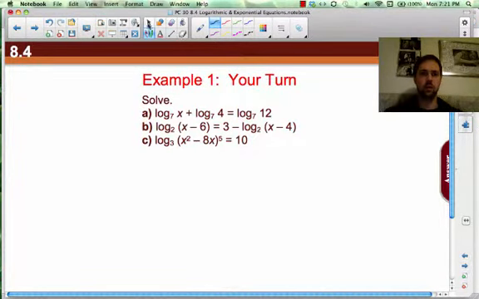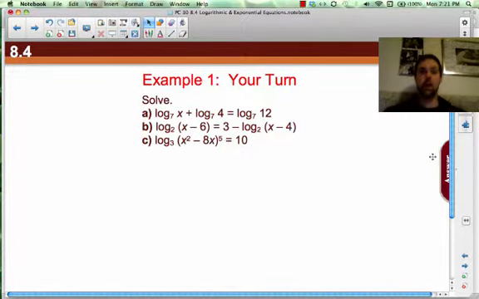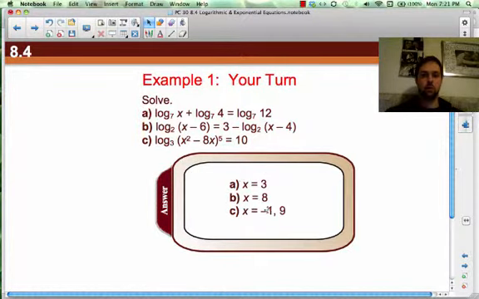So here's the your turn. Try to go through them on your own, and when you come back, the answers will be waiting for you. So hit pause. So there are your answers.